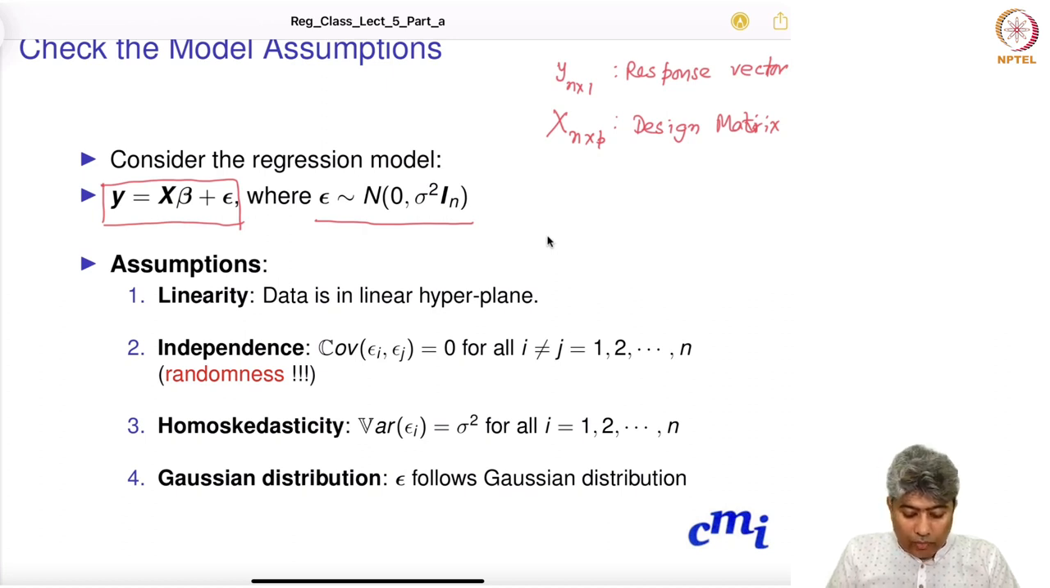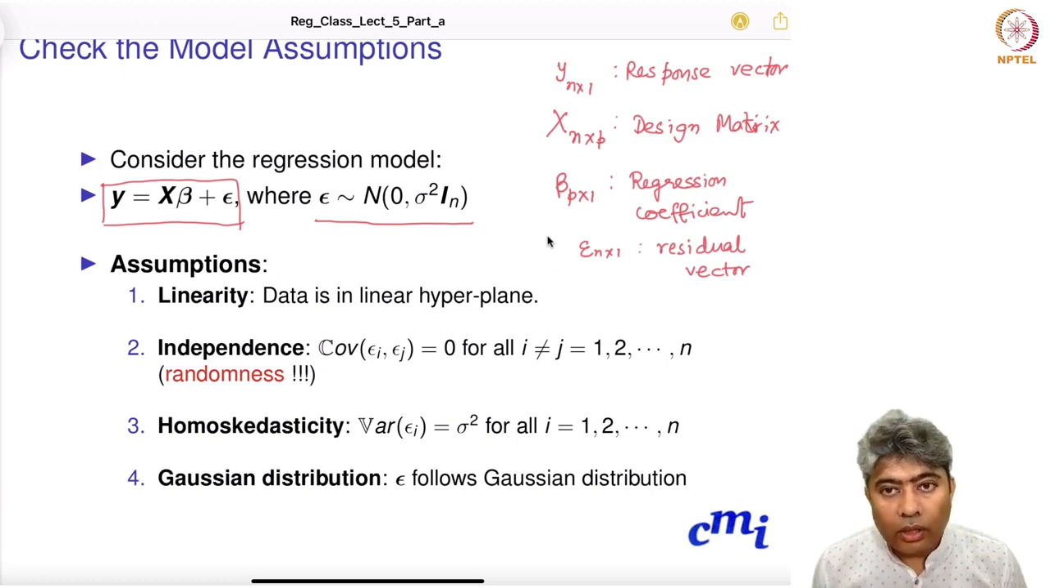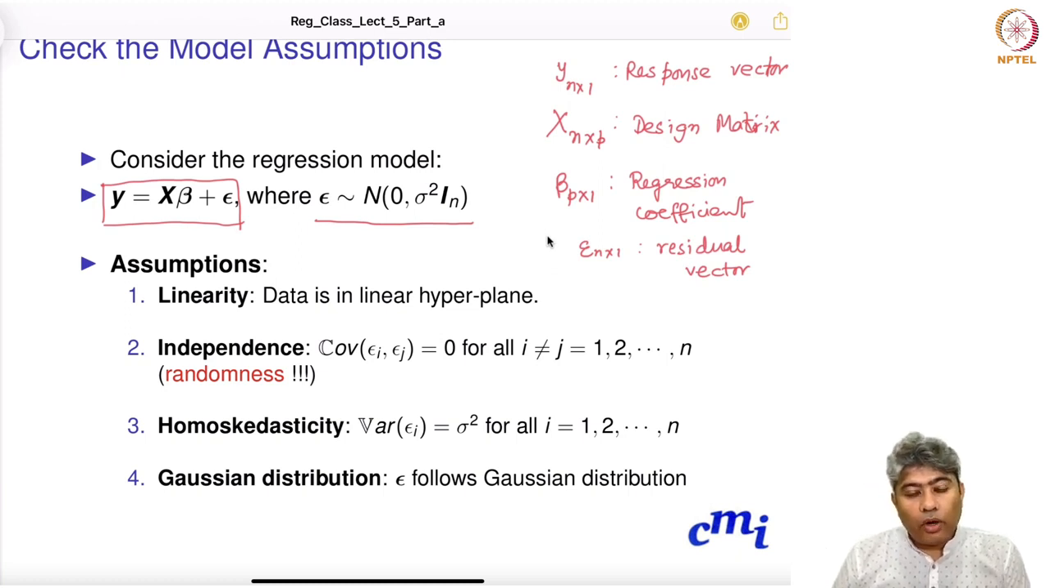Beta is the p cross 1 regression coefficient vector, or weight vector, typically called regression coefficients, and epsilon is the n cross 1 residual vector, a vector of size n of residuals, or the part of the model which you cannot explain. The model has four assumptions.